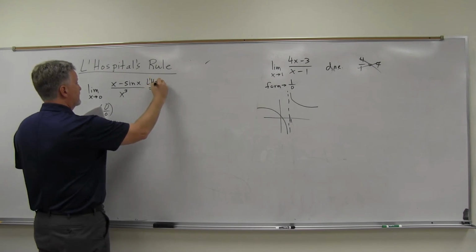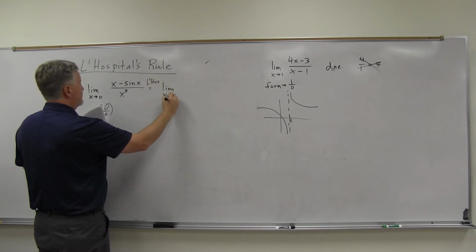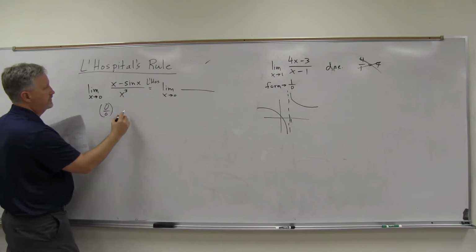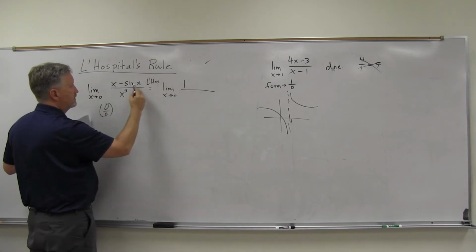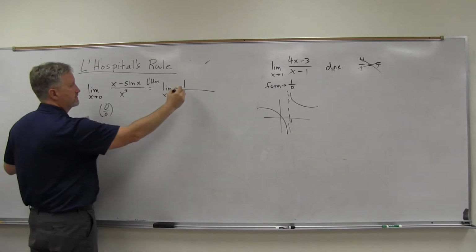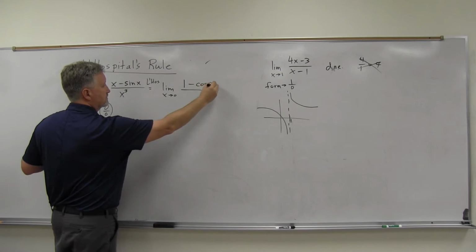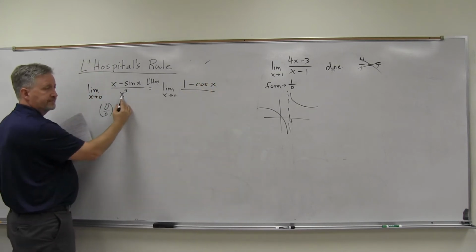So L'Hopital here. That'll be the limit as x approaches 0 of, so what do we do? Derivative. What's the derivative of the top? Derivative of x is 1. Derivative of minus sine of x is minus cosine x. Derivative of the bottom, 3x squared.